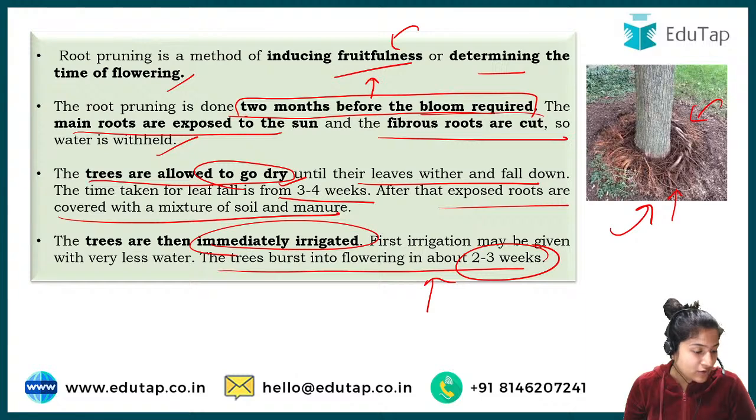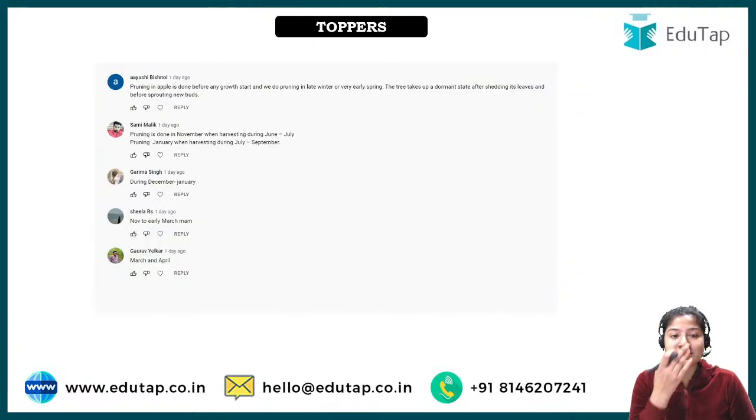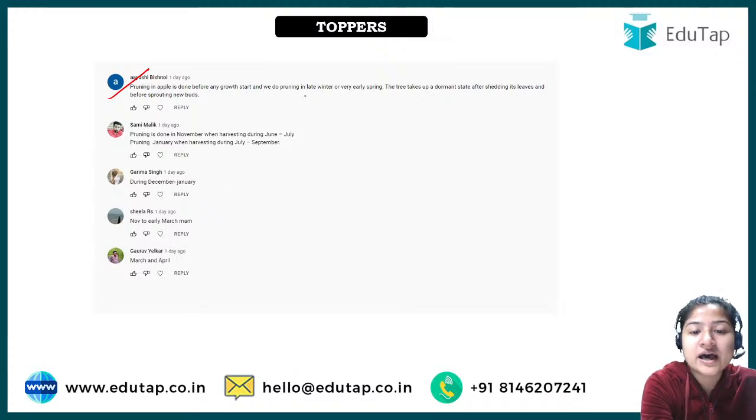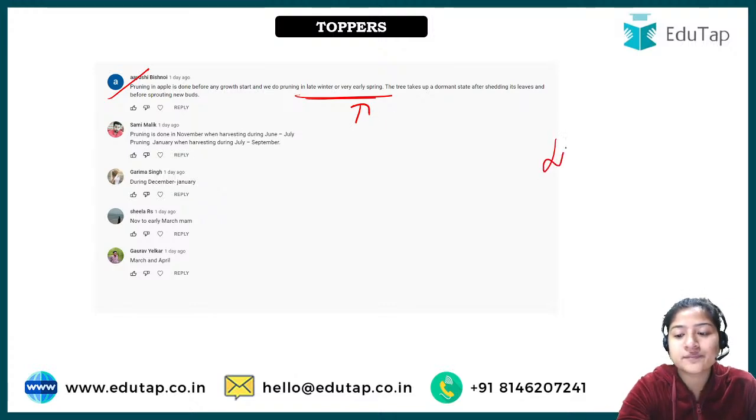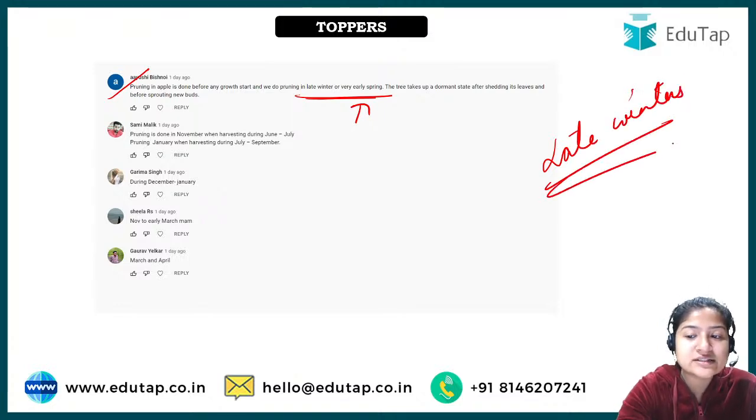So Biswanath and Gaurav also said the correct answer to that. Right, so now let's move ahead, and this was all for today's questions. These are the toppers of the last session. Ayushi said about pruning in apple, it is done usually in late winter or very early spring. That is correct. The usual time for apple here in India is late winters. So late winter is the time period wherein you can do that.